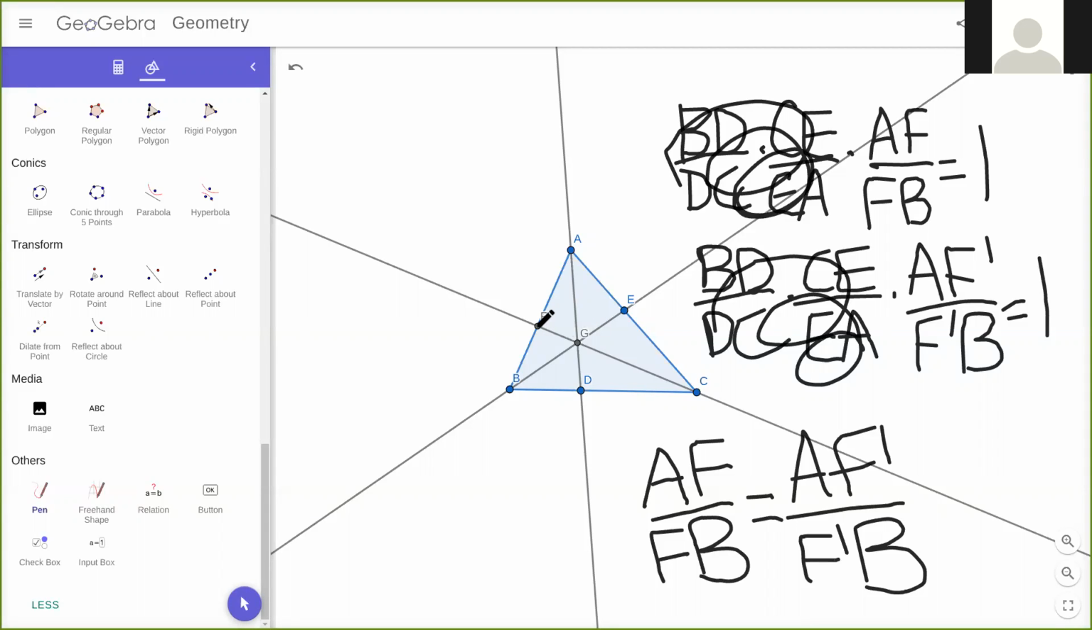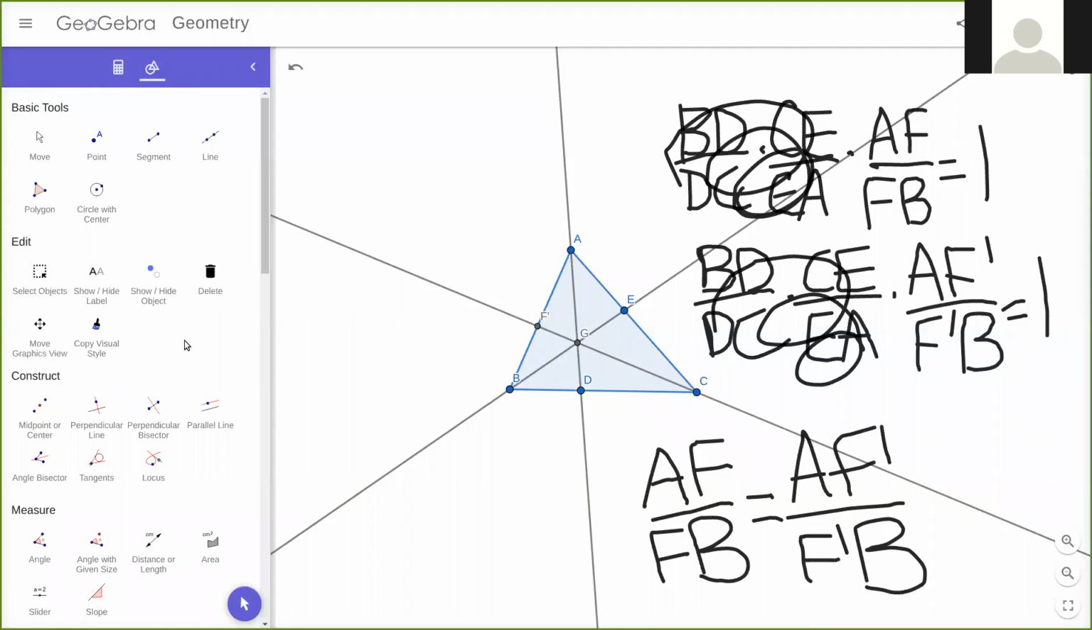Since F prime satisfies the property that AD, BE, and CF prime are concurrent, F also satisfies that property. So that's why if we have Ceva's property, then we have that the Cevians are concurrent. So we successfully proved the if and only if. It might have been a little hand wavy. You can go back and try this yourself.